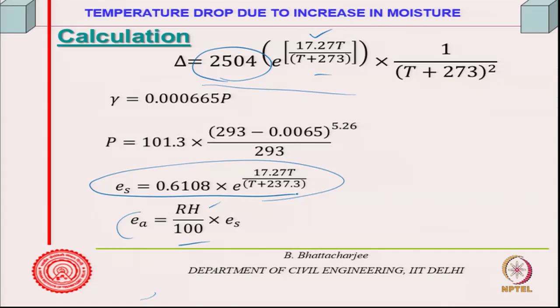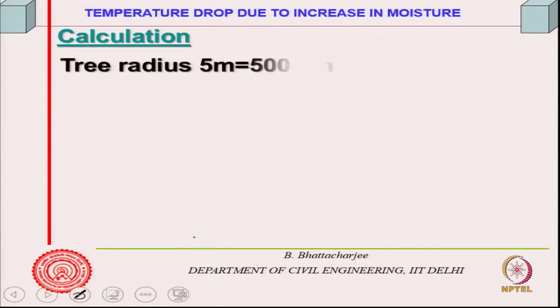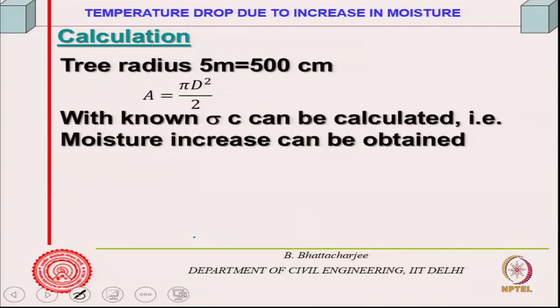This is saturated and this is actual. So, it will be a fraction of that. If the relative humidity is 100%, obviously this would be 0. So, this is how one can calculate this out, and then supposing tree radius is 500 meters. So, A you can find out with known sigma, one can calculate the moisture increase, and for all trees you find it out.